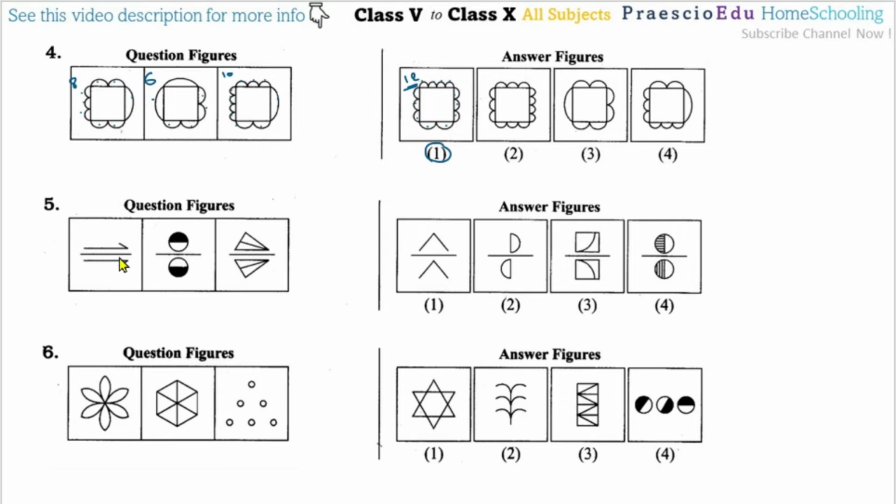Then question number 5, these are water reflections. Continuing, this one is not a water reflection, this is a different one. So option number 3 is perfectly matching with this one, and these lines are different ones. So this is not a water reflection. So that's why option number 3 is the correct one.